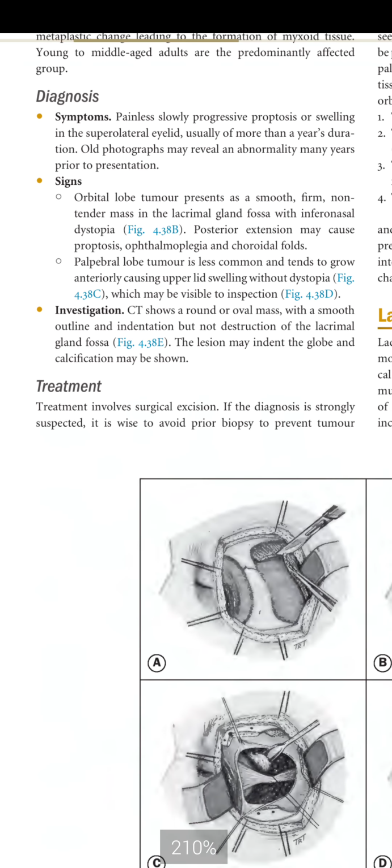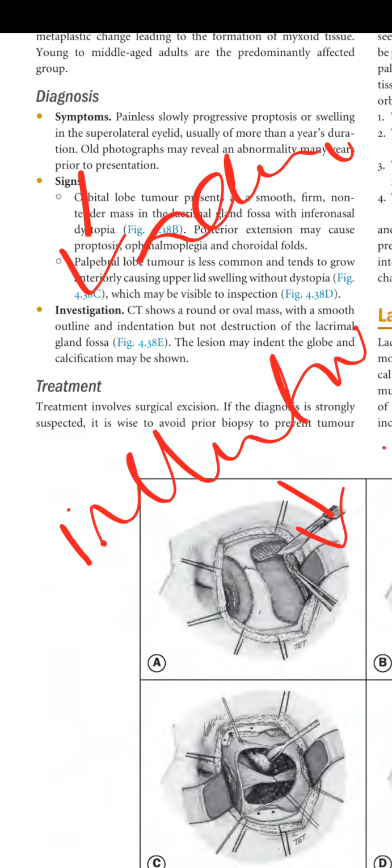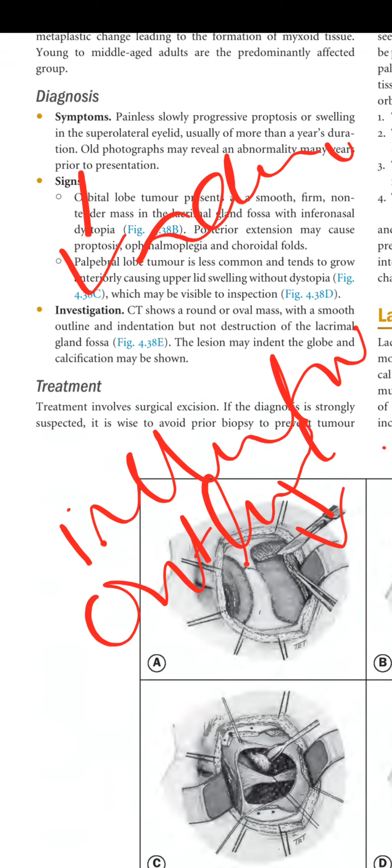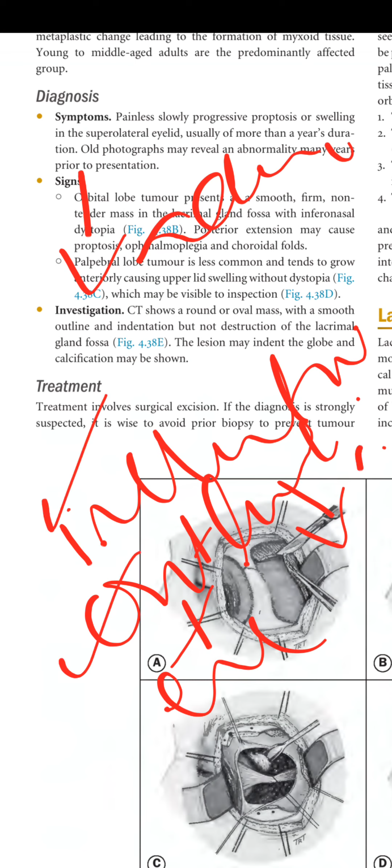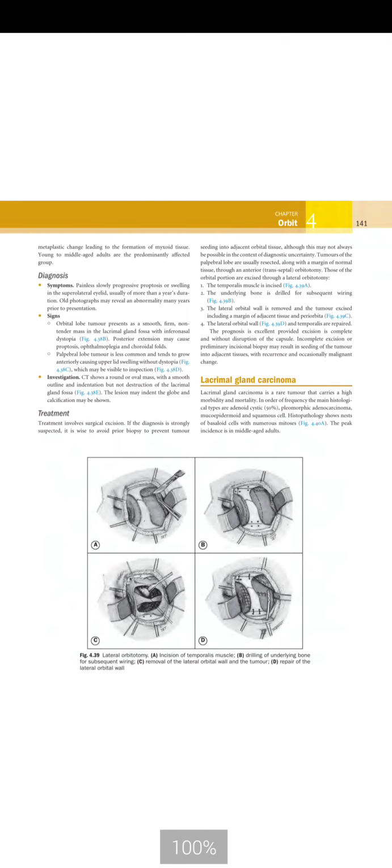Very important is the CT scan. The CT scan shows a round or oval mass with a smooth outline and indentation, but not destruction, of the lacrimal gland fossa. The lesion may indent the globe and calcification may be shown. So one important thing about the lacrimal gland adenoma is that it can cause indentation of the bone, but it will not cause destruction, and the outline is usually smooth and encapsulated. If there is no smooth outline, the margins are very rough and there is destruction of the bone, always think of lacrimal gland carcinoma.